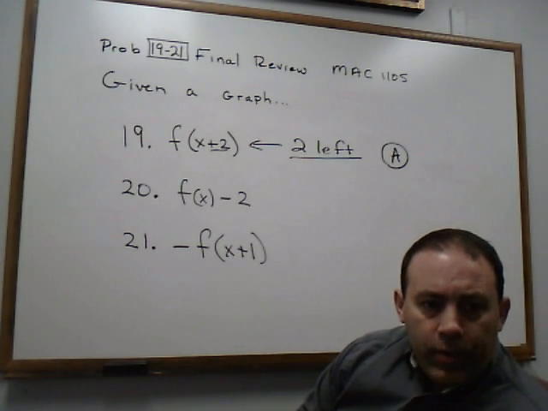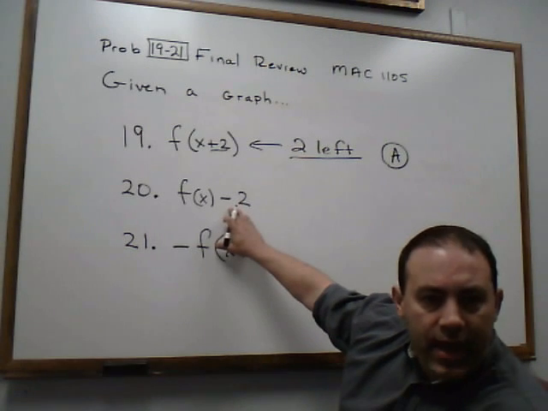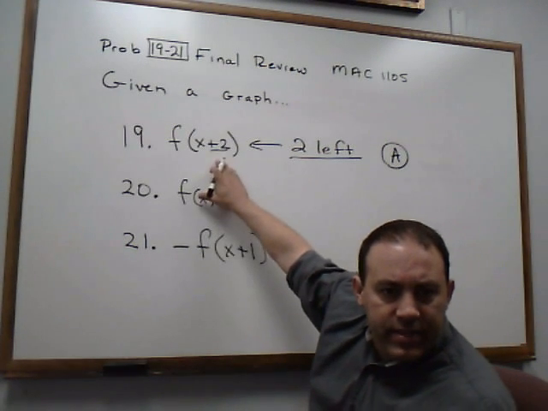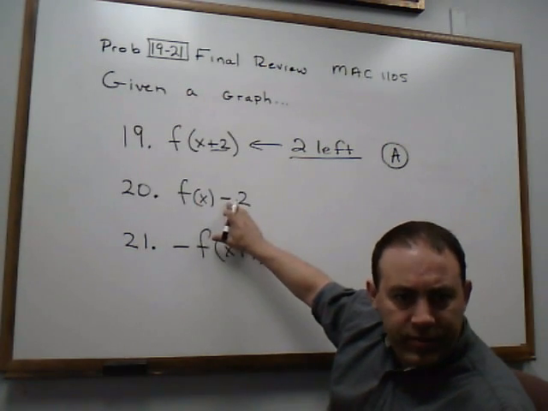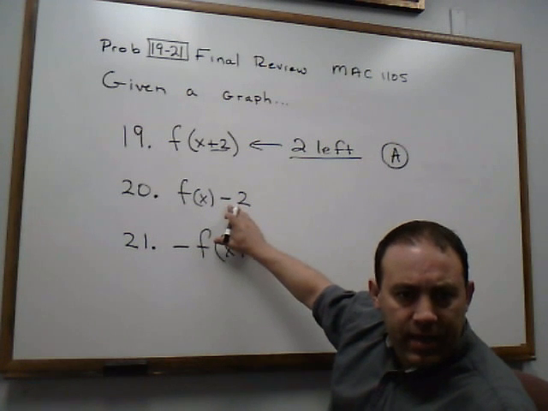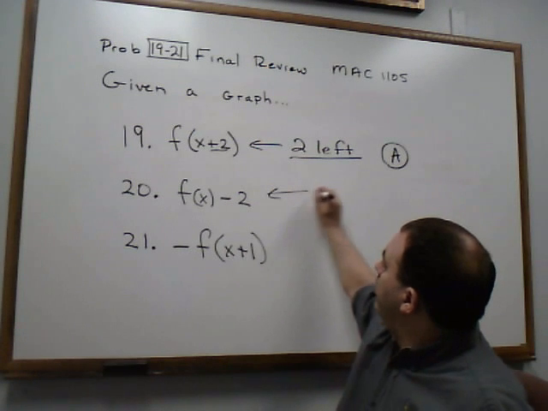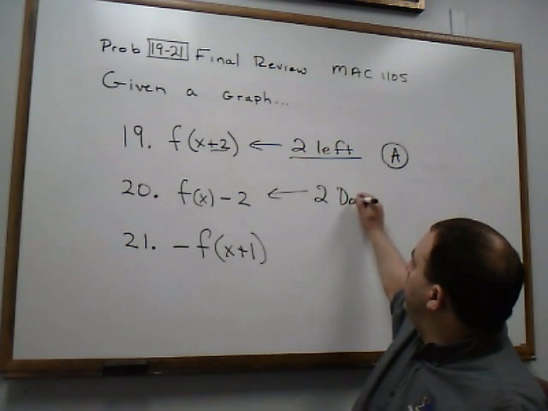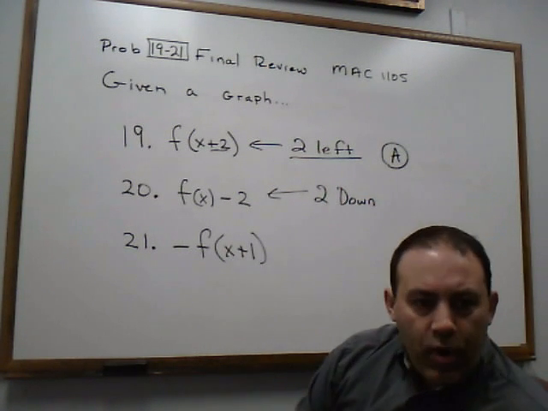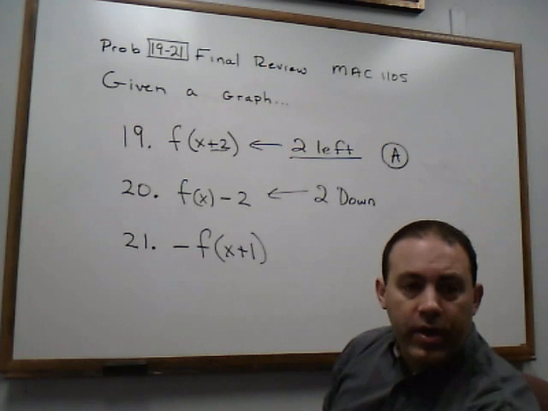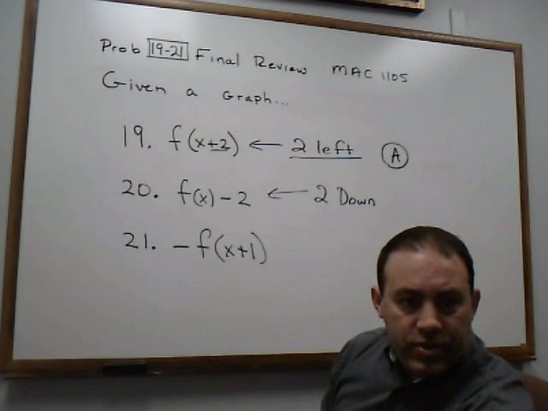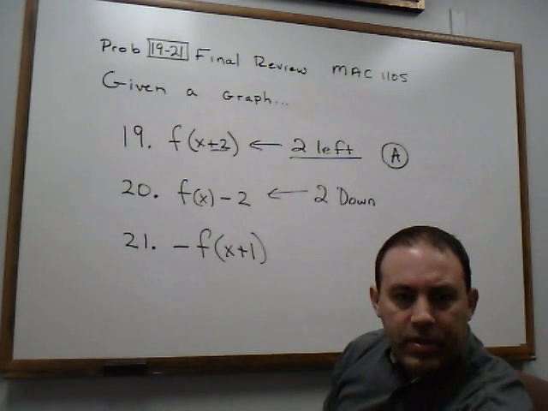In problem 20, we're looking at a function that's got an outside shift. Instead of the shift going on inside the function, the shift is going on outside the function, and it's a negative shift, so that would be a shift of 2 down. So in problem 20, you're looking for something that's just like the original function, but shifted 2 spaces down, and that would be choice D.